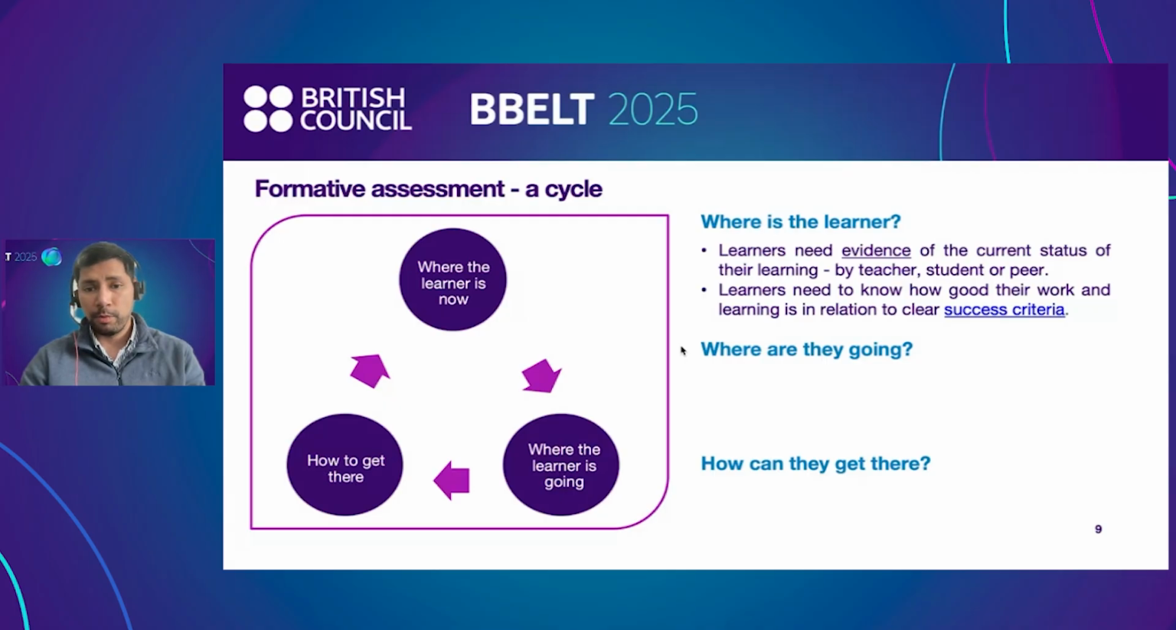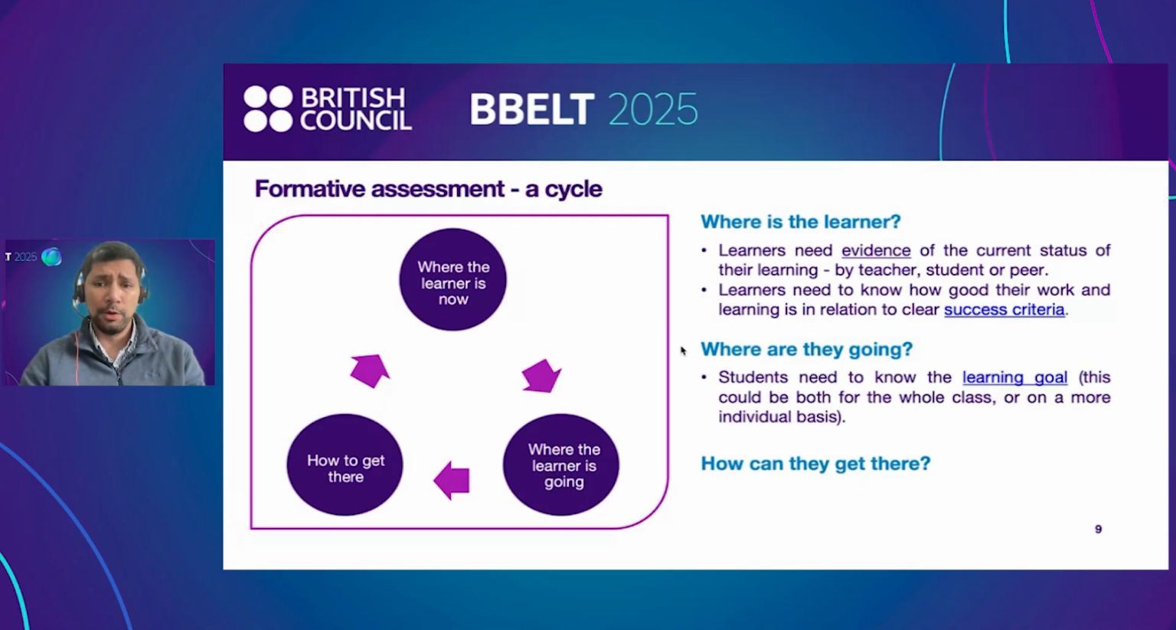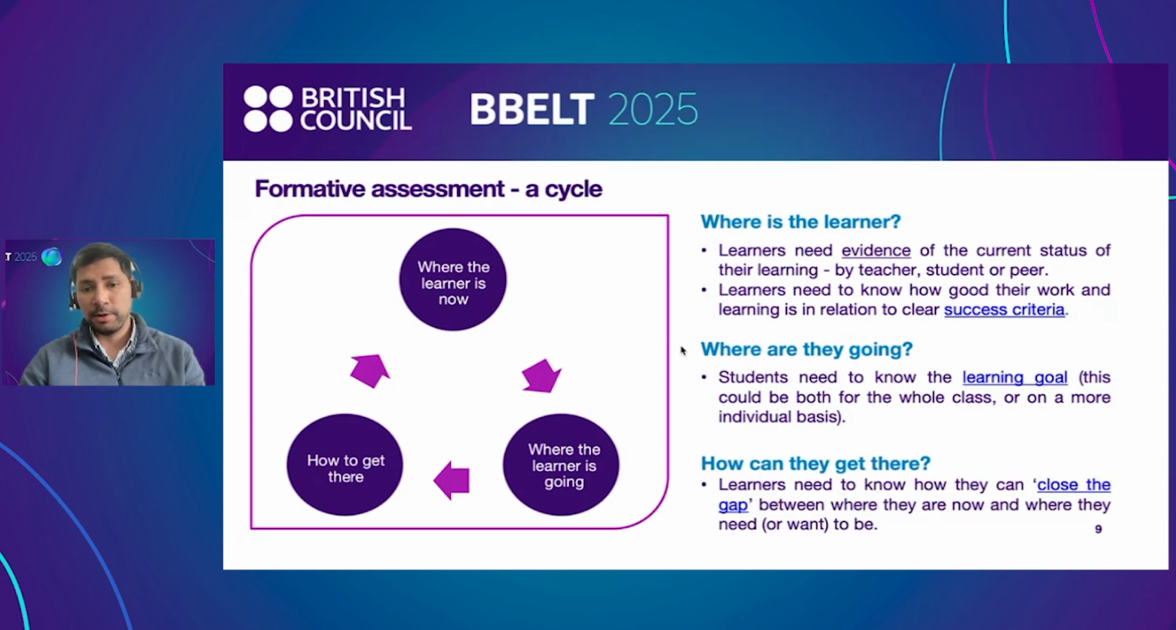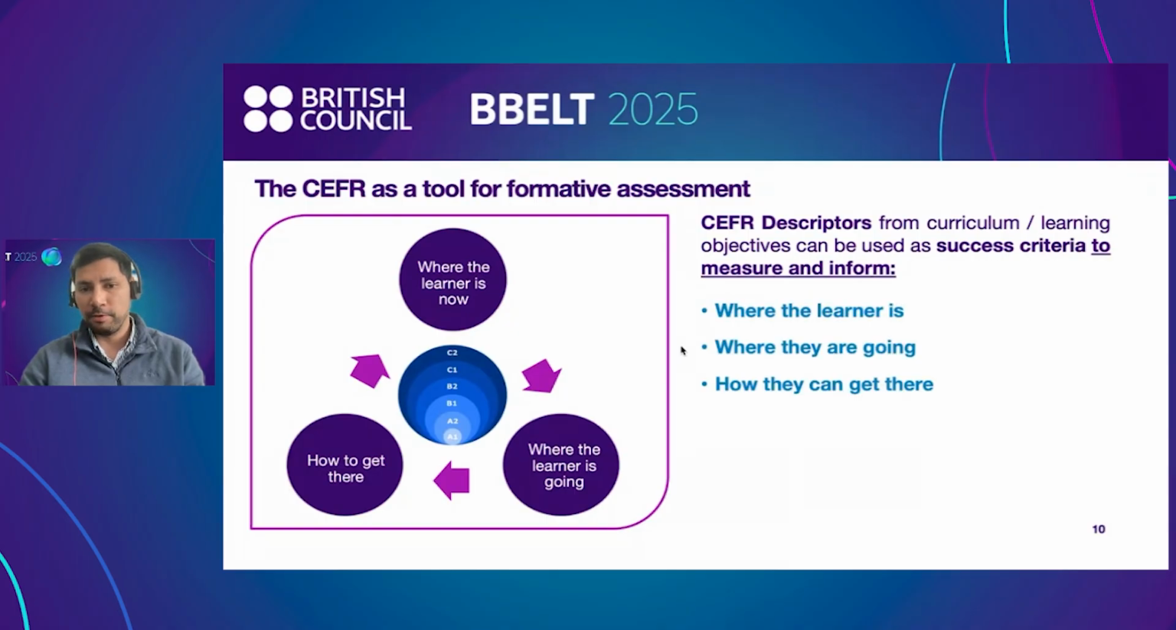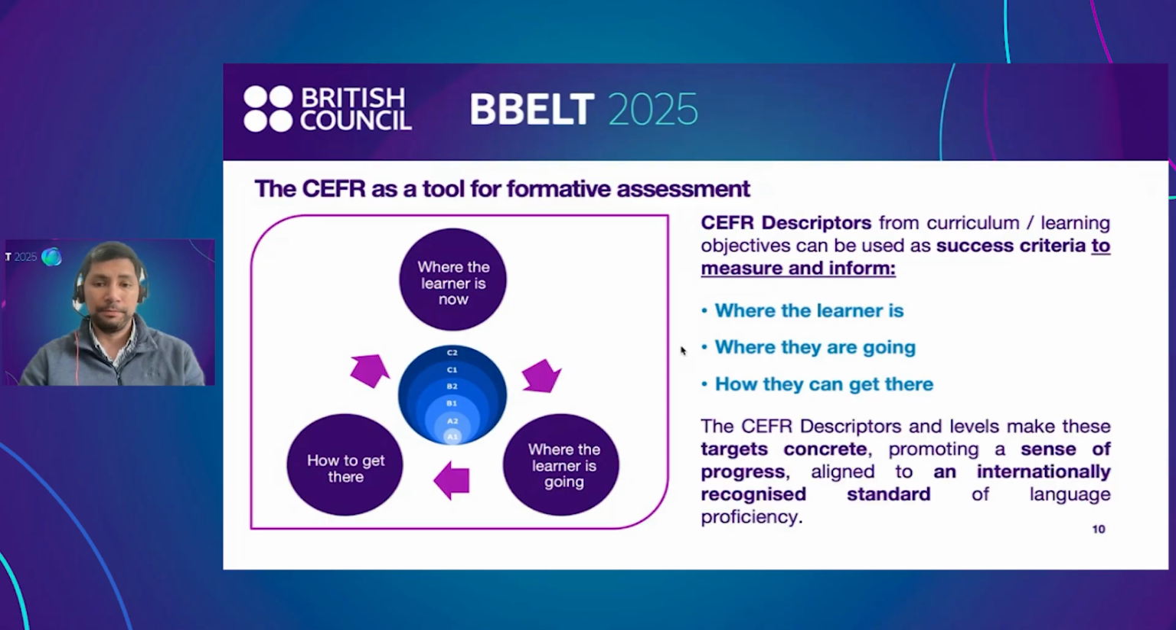They also need to know where they're going. Students need to know the learning goal, and this could be both for the whole class or on a more individual basis. And of course, they need to know how they can get there. They need to know how they can close the gap between where they are now and where they need or want to be. And of course, the CEFR comes in here too. CEFR descriptors from curriculum or learning objectives can be used as success criteria to measure and inform where the learner is, where they're going, and how they can get there.